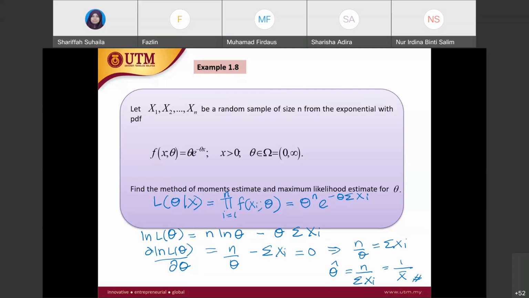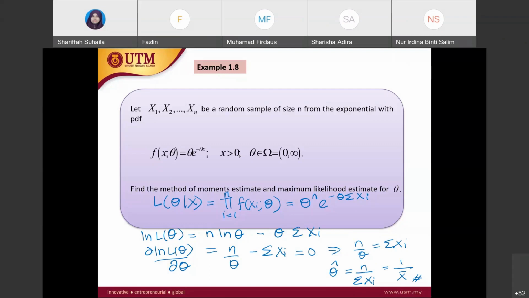So set up the likelihood function, take ln, differentiate, set equal to 0, and then you solve for your theta hat. Okay. So that is your MLE. Okay. So now we try the method of moments. We want to see whether the final answer is the same or different.